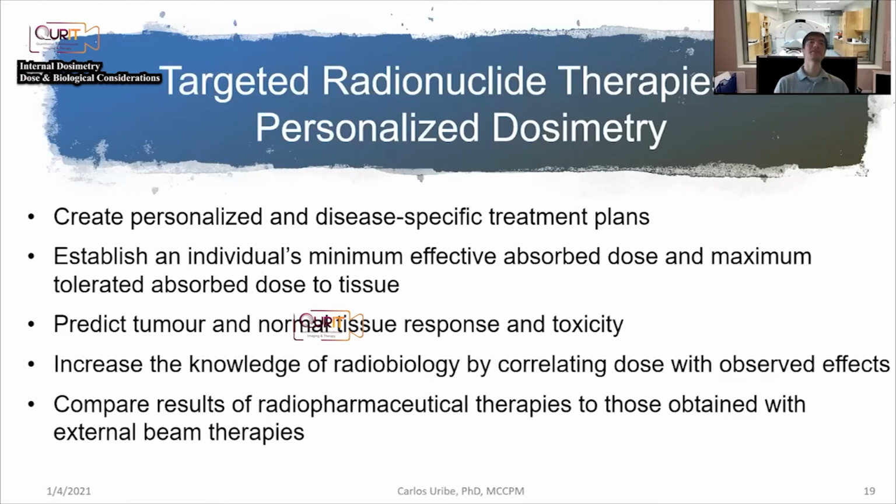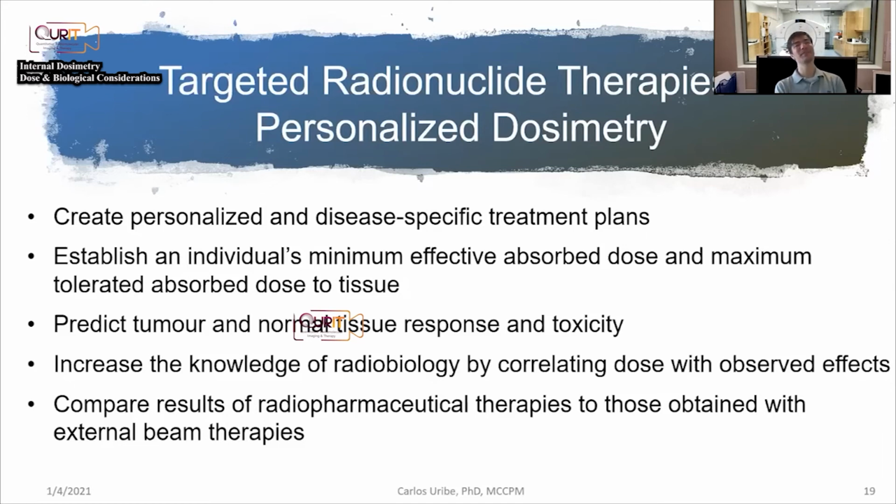So we should probably create personalized and disease-specific treatment plans. We should establish an individual's minimum effective dose and maximum tolerated dose to tissue. Each person is different, and each person can tolerate different amounts of dose. We're trying to see if we can predict tumor and normal tissue response, and if we can predict toxicity before we even go and deliver the therapies.